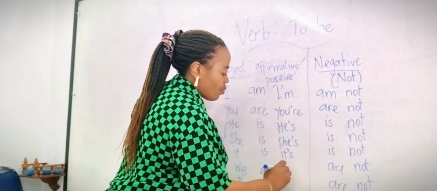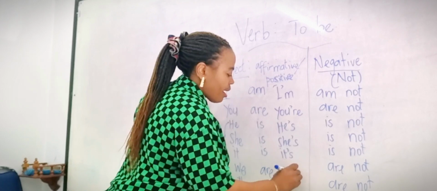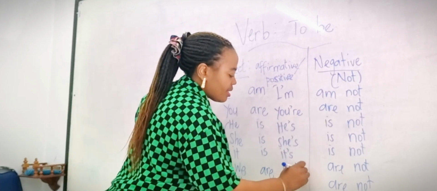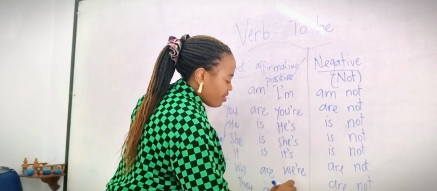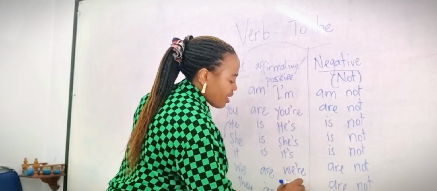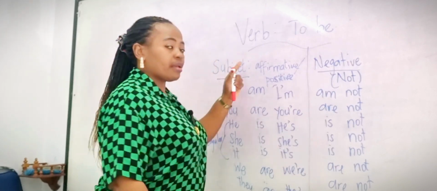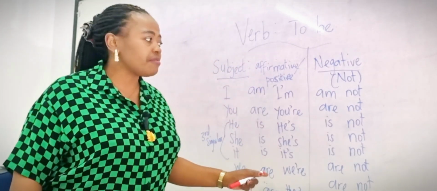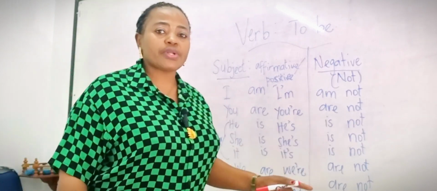We are becomes we're. And they are becomes they're. Okay, so this is the short form for the affirmative. And looking at the short form for the negative.